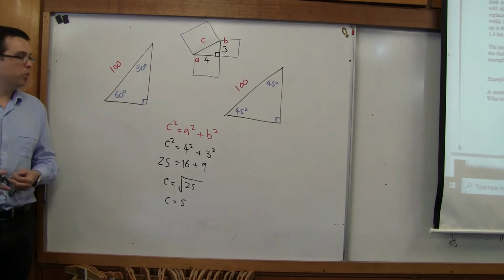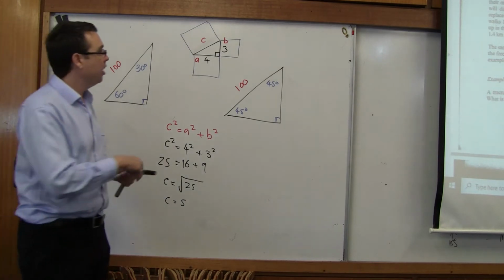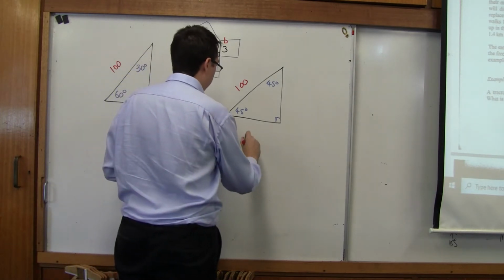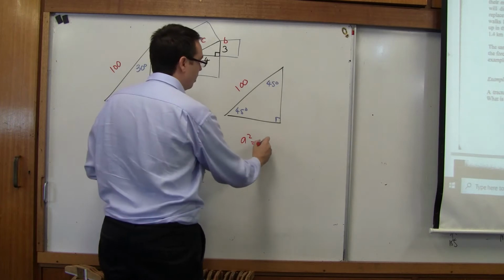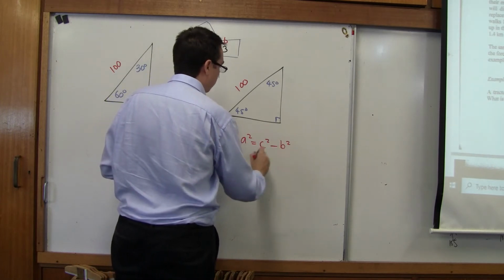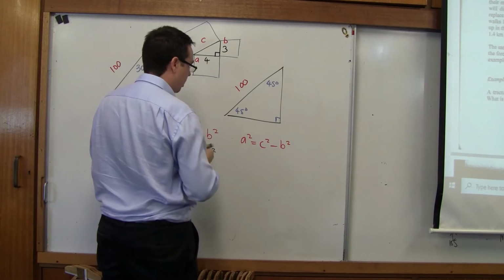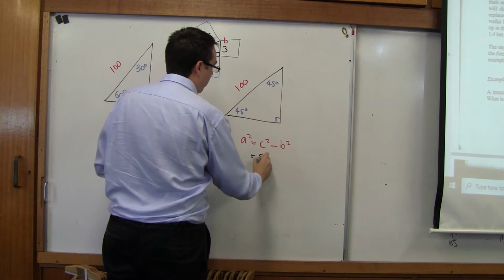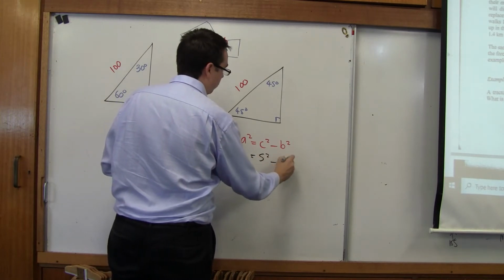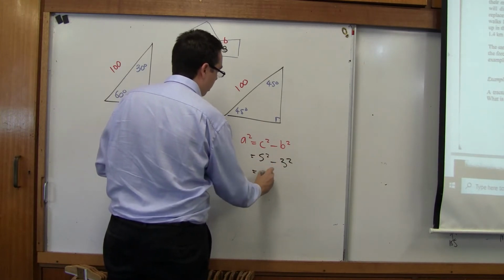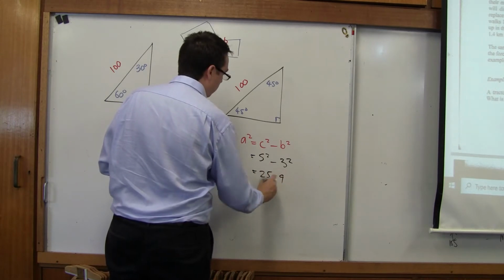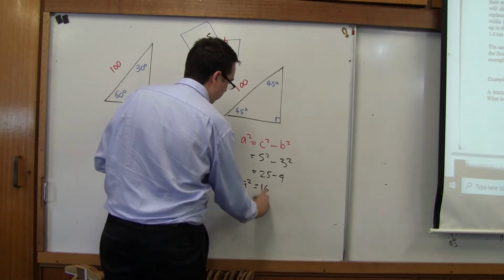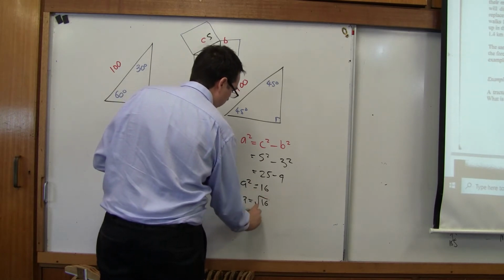Most people then also know that we can use this same thing to find A, for example. We can say that A squared equals what? C squared minus B squared. Exactly right. So if we now know that C equals 5, we can say that 5 squared minus 3 squared equals 25 minus 9 equals 16 equals A squared. Therefore, A equals the square root of 16, and A equals 4.